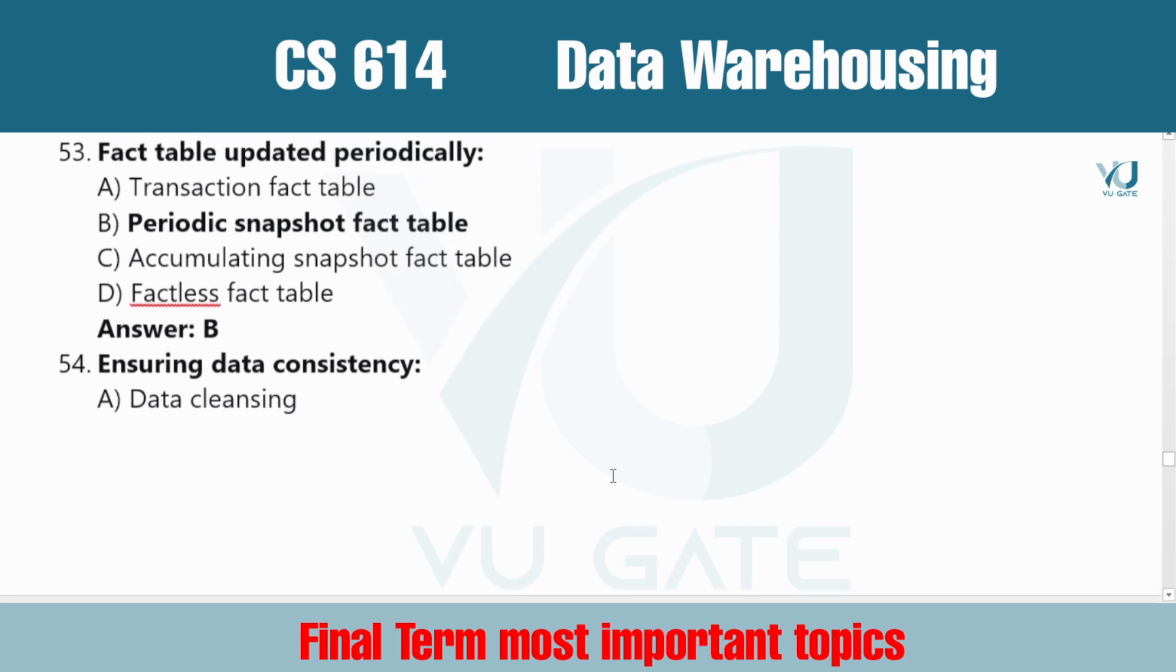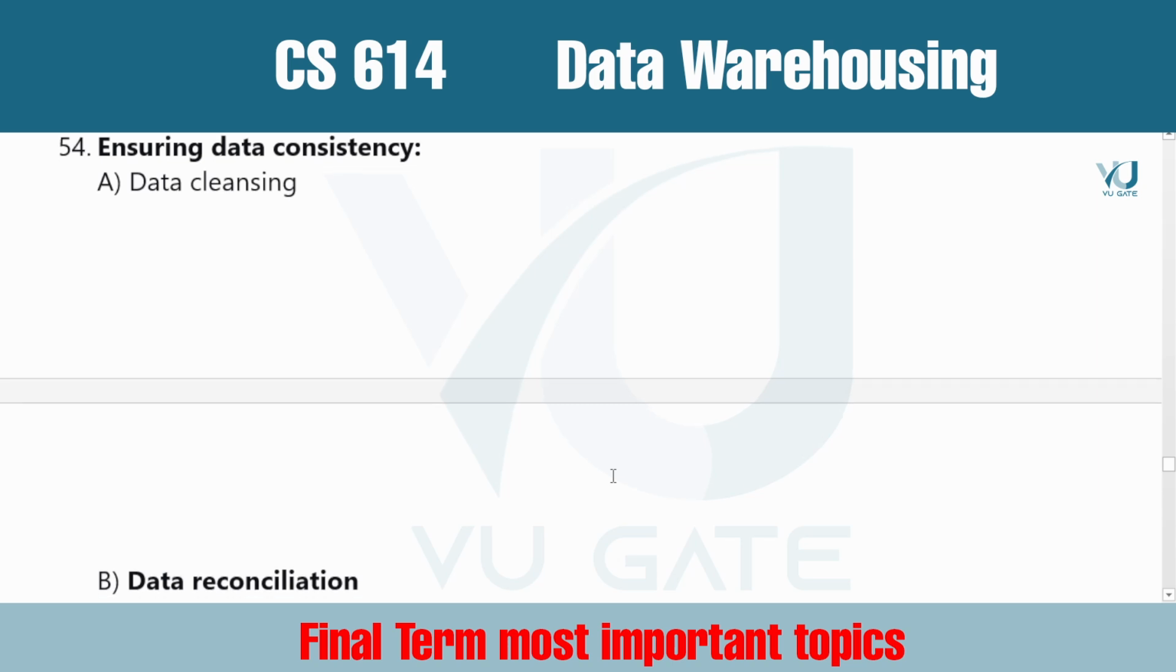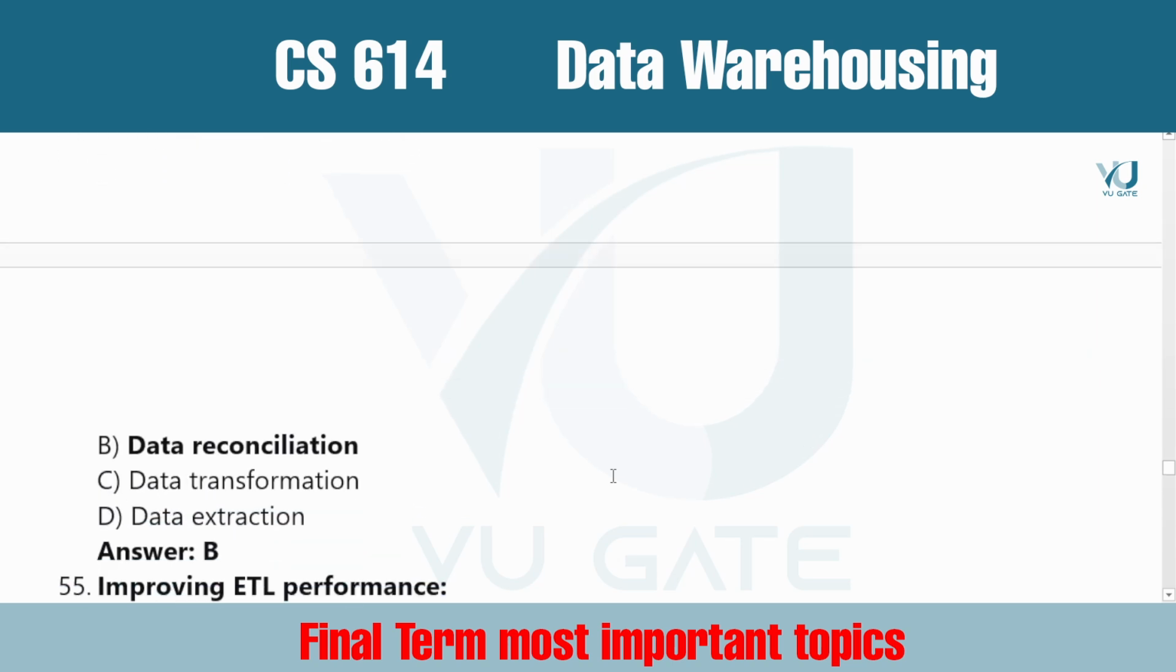Question 53, fact table updated periodically. The correct answer is option B, periodic snapshot fact table. Question 54, ensuring data consistency. The correct answer is option B, data reconciliation.